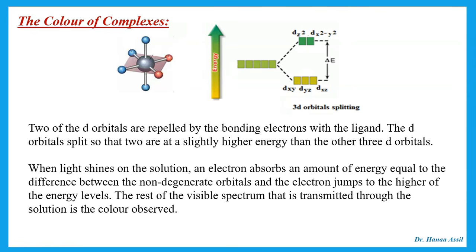And that means when light shines on the solution of this complex, an electron in the lower energy level can absorb energy and jump to the slightly higher d orbital. The rest of the light is transmitted, so we see that as the color of the complex. So in order to have a color, first of all, the d orbitals must be incomplete. If we have complete d orbitals, then this kind of transition that we're talking about cannot occur.